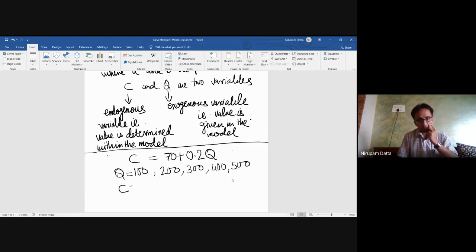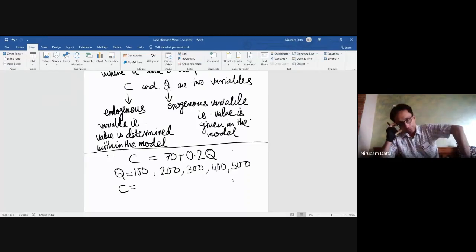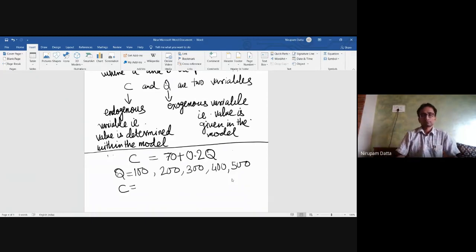So what will be the corresponding value of C when Q is equal to 100? What is the corresponding value of C? Calculate it. When Q is equal to 100, what is C equal to? 90. Okay. 90. When Q is equal to 200, what is C equal to? 110.